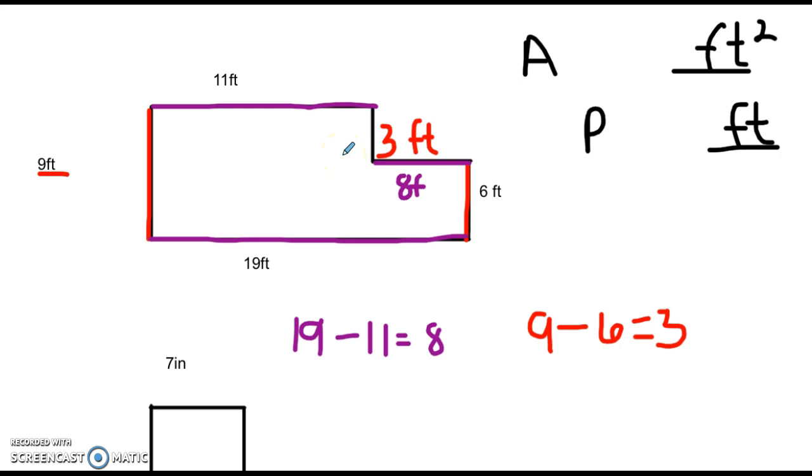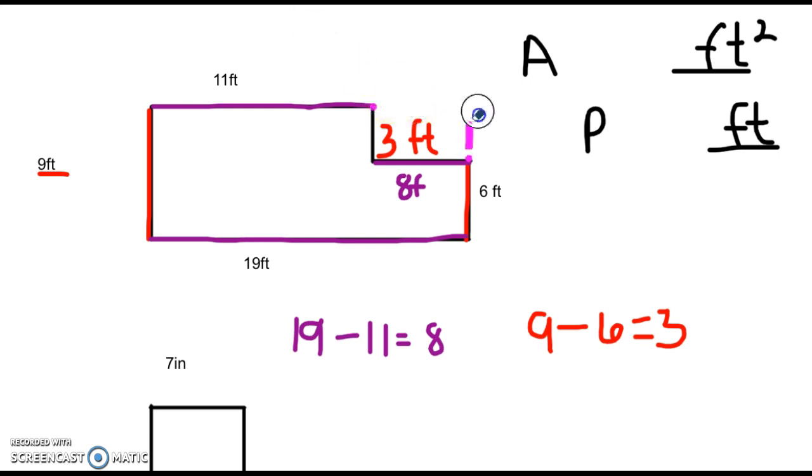And there are a couple ways we could do this as well. I've noticed a lot of students in the past will take the 9 times the 19 because they recognize that base times height gives us the area of a rectangle. The thing you have to keep in mind if you do that is that it is also giving us this part right here. And we don't want that part. I can take 9 times 19 and then subtract this area. That would be one option. I'm going to show you a different way.